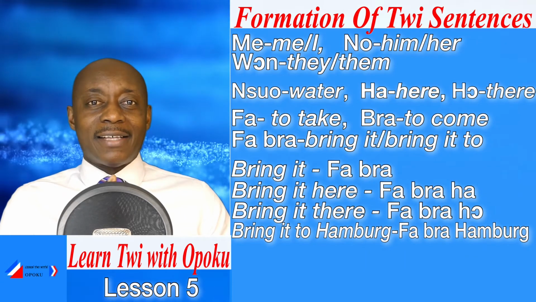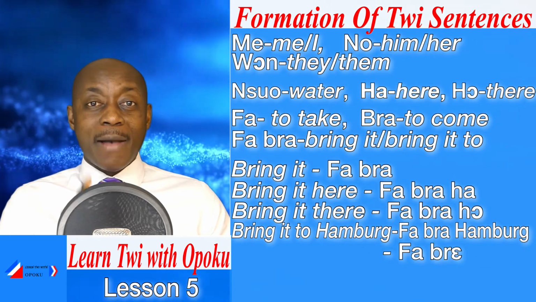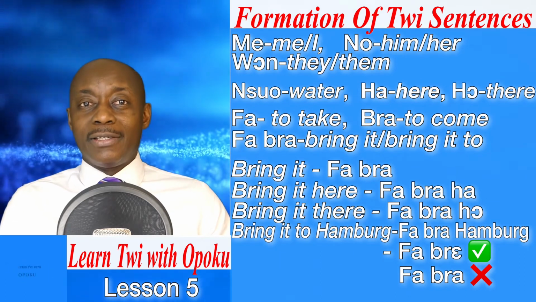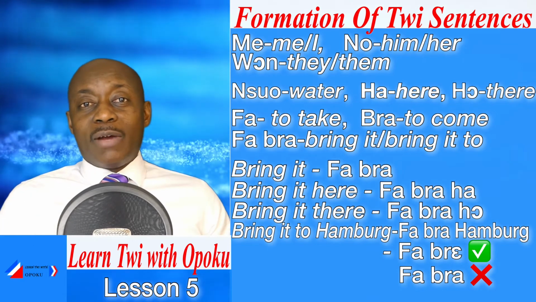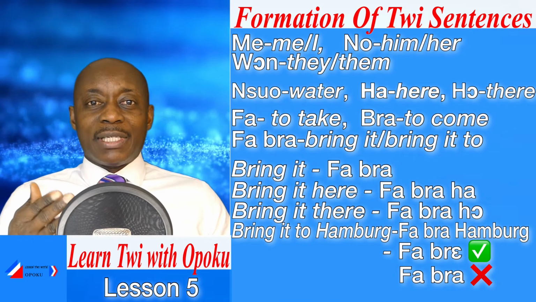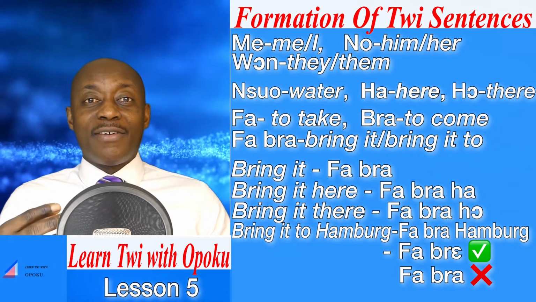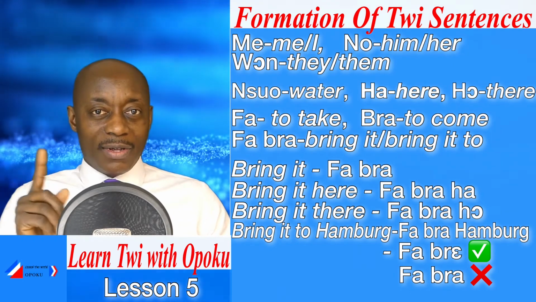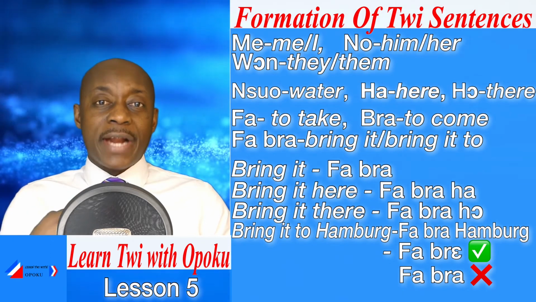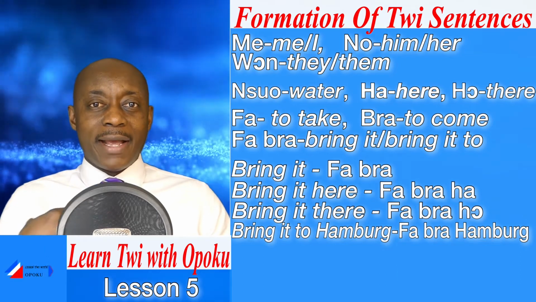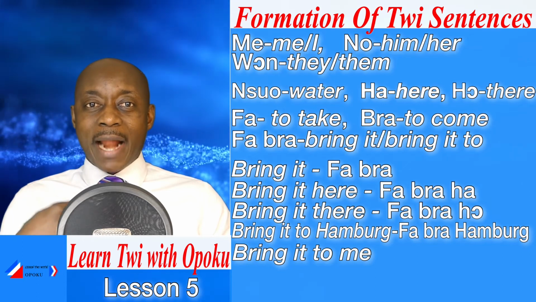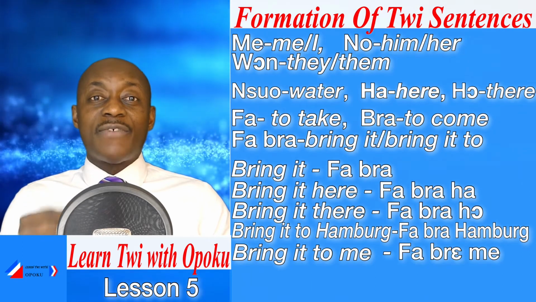That is well understood. But in some instances, you can be asked to bring something to a person. In that instance, then we say fabre. We will not say fabra. This is a mistake that most Twi learners make. Because they have learned when we say fabra, it means bring it. Then, when they want to say bring it to me, then they will say fabra me. No. If you are bringing it to a person, then we say fabre. So if I want to say bring it to me, I will not say fabra me. No, I will say fabre me.